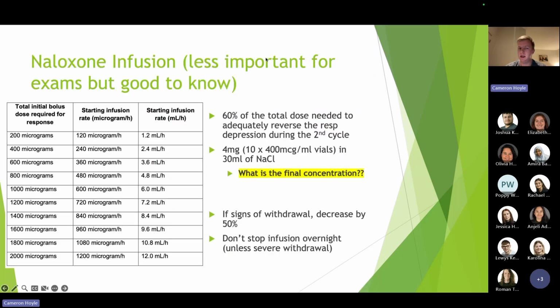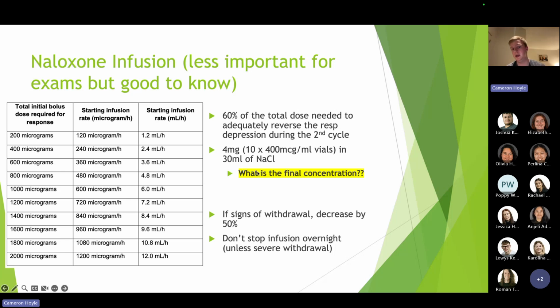So again, this is really not that important for exams, but I just thought I'd pop it on here just as a good to know slide. If you're getting to the point where you're needing that second cycle of naloxone, the infusion is set up at 60% of the total dose that you needed to reverse the respiratory depression during that second cycle. So, for example, if the initial bolus was 600 micrograms, you would then start the infusion at 360 micrograms per hour.